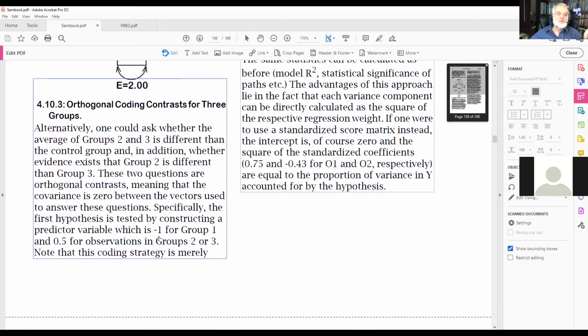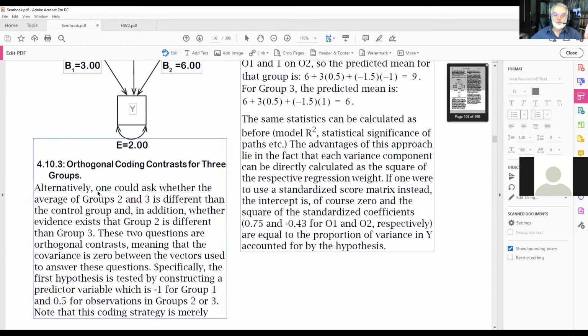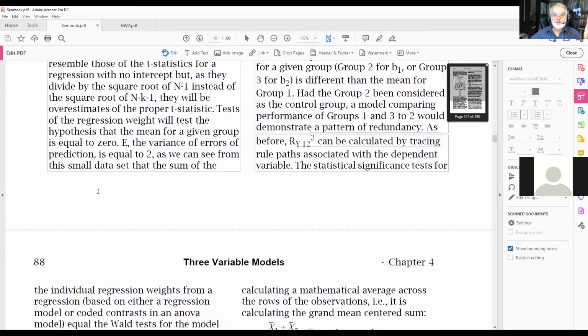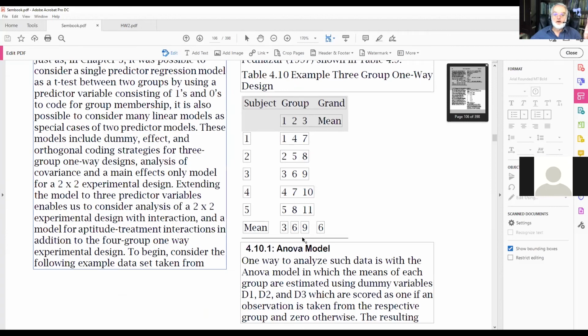Now, finally, we can also talk about orthogonal coding. Orthogonal coding consists of numbering schemes where one predictor has a 0 covariance with another predictor. So in this model, an example of an orthogonal code could be, hey, what is the mean of the first group different than the mean of groups 1, 2, and 3 taken together? That's one question I'm asked. And the second question I can ask that's orthogonal to that is, is the mean of group 2 different than the mean of group 3?